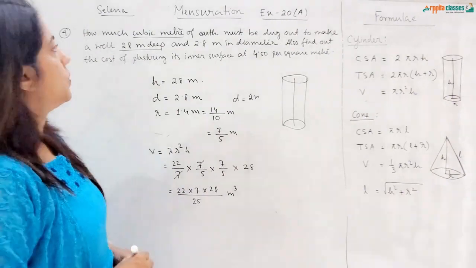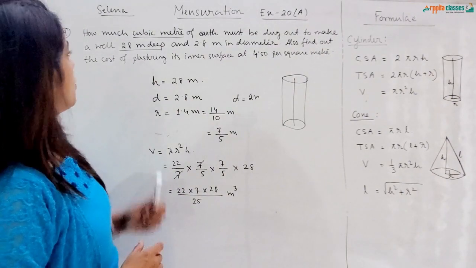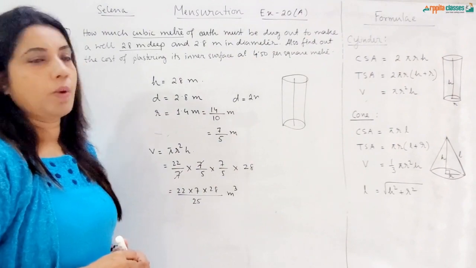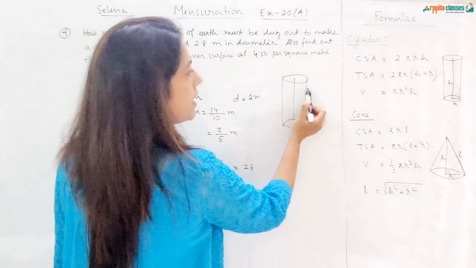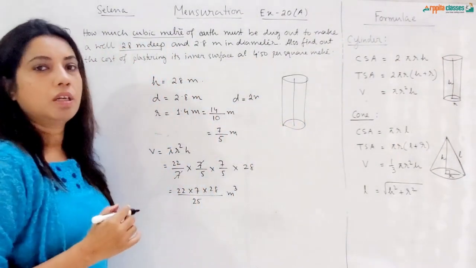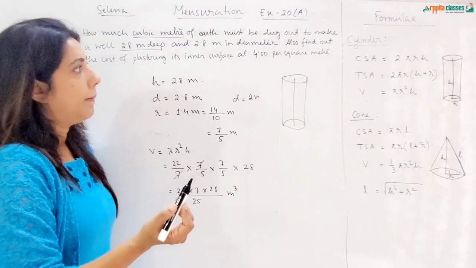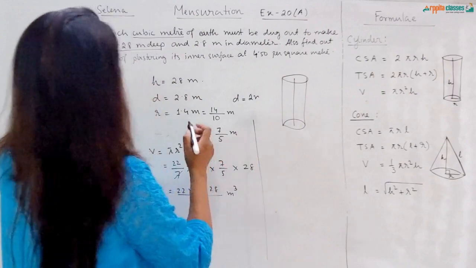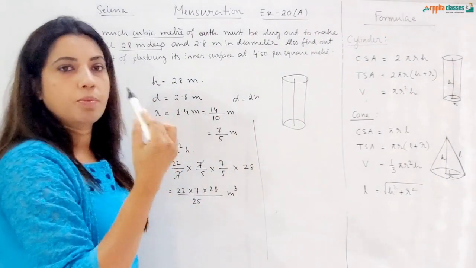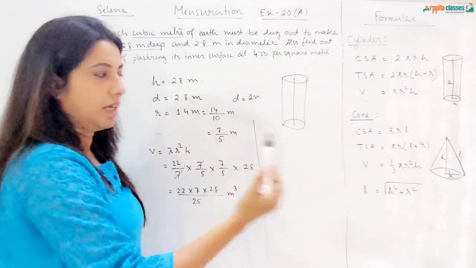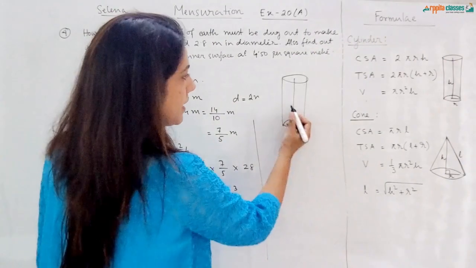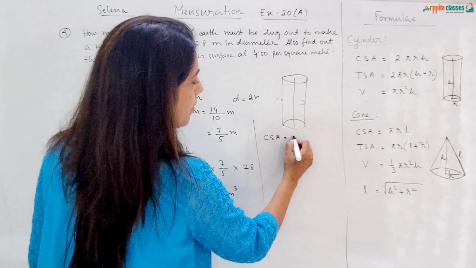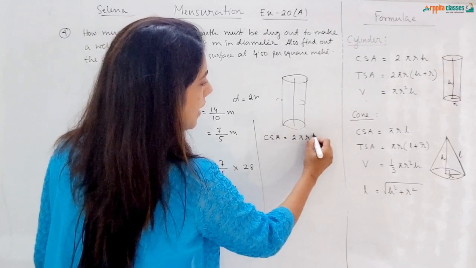Okay, so now also find out the cost of plastering its inner surface at 4.50 per square meter. So plastering the inner surface means we need to find out the curved surface area. Now it is a whale, so the whale has to be plastered in its inner surface like this. So the inner curved surface area, the formula for that is 2 pi r h.